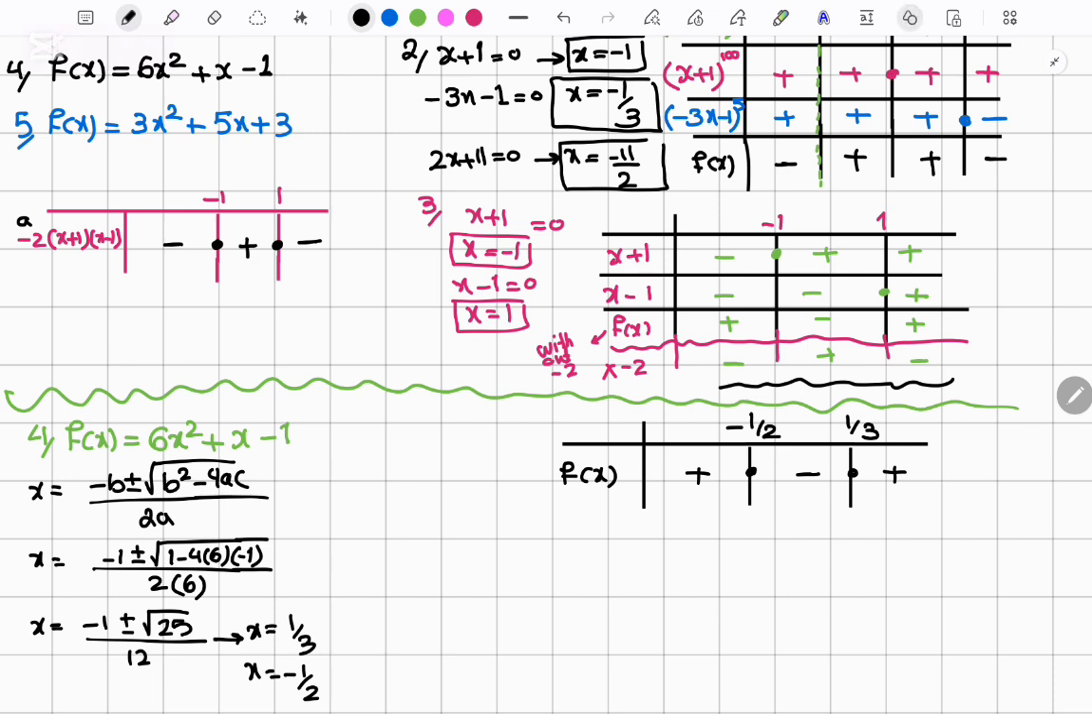Guys, I'm going to go and graph it so that you would actually see what's happening. It's a minimum. So the graph is going to be approximately looking like this, with 1 over 3 and -1/2, kind of like this.